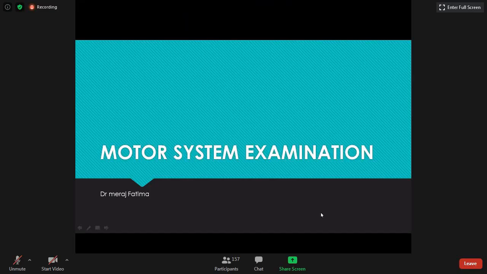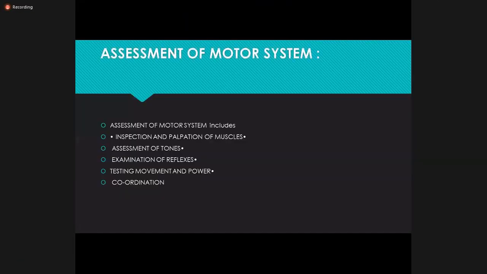Respiratory. Motor system examination also comprises inspection and palpation, then assessment of tone. Number three will be power. Number four will be reflexes. Number five will be coordination and gait, right? So you have to renumber. Number one, inspection and palpation, like you do inspection and palpation of every other examination.